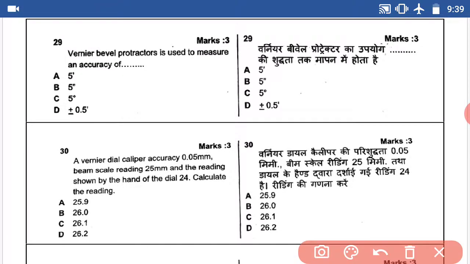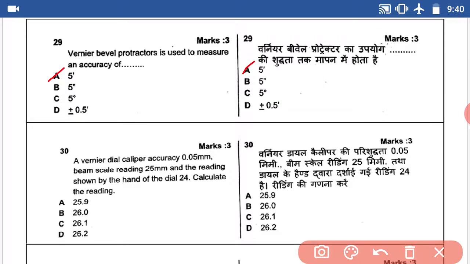Question number 29. Vernier bevel protractor is used to measure an accuracy of dash. Vernier bevel protractor least count is 5 minute. Answer A, 5 minute.